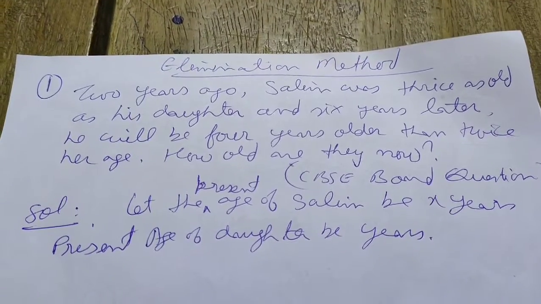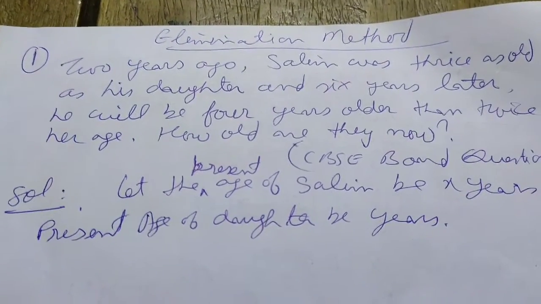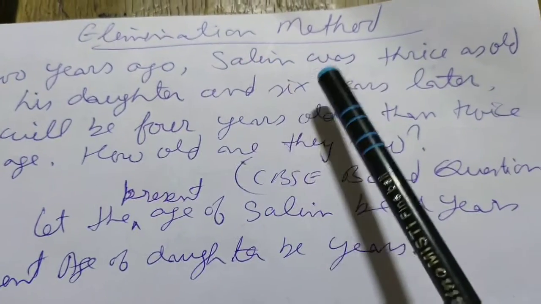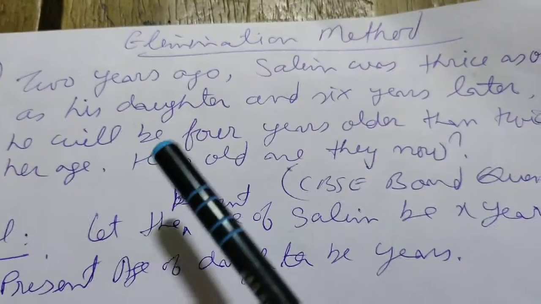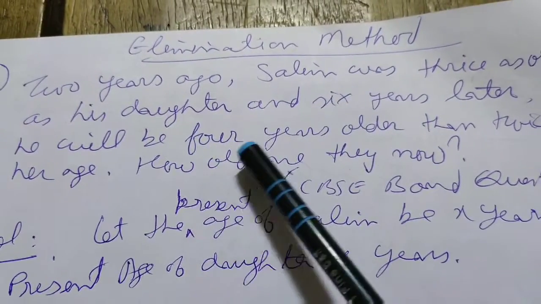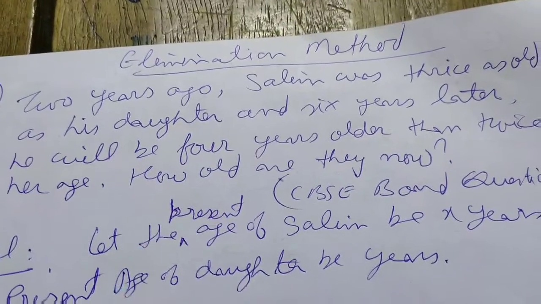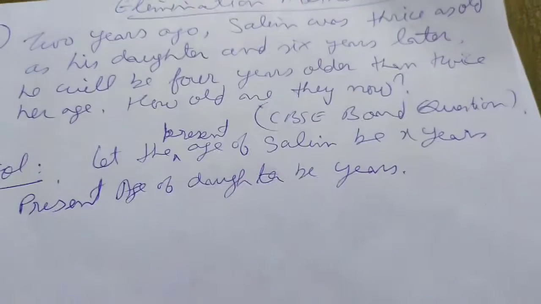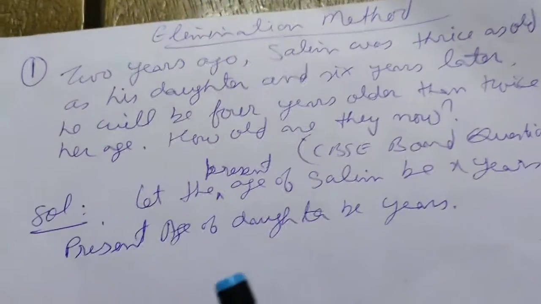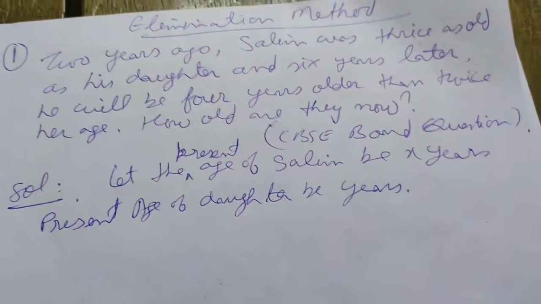Students, in this video we will solve some word problems by the method of elimination. The first one we have here: 2 years ago Salim was thrice as old as his daughter, and 6 years later he will be 4 years older than twice her age. How old are they now? So let the present age of Salim be x years and the present age of daughter be y years.